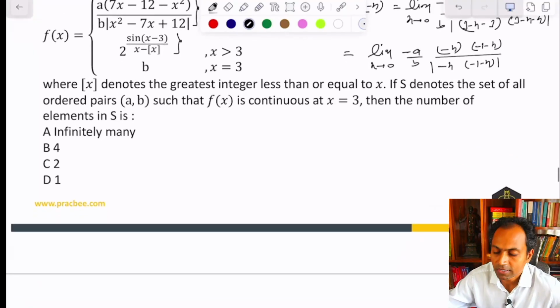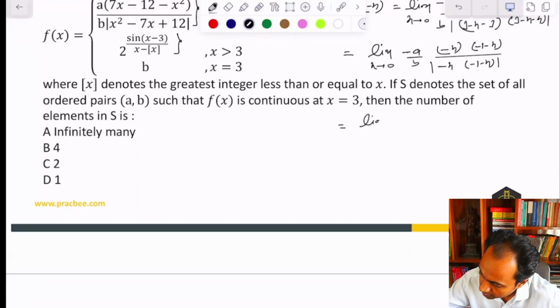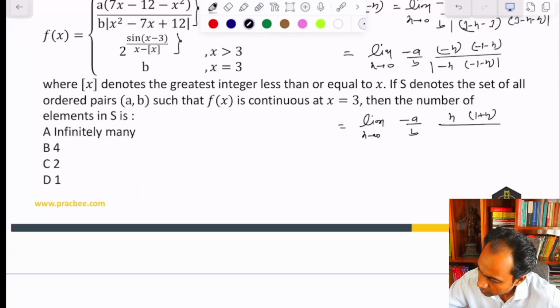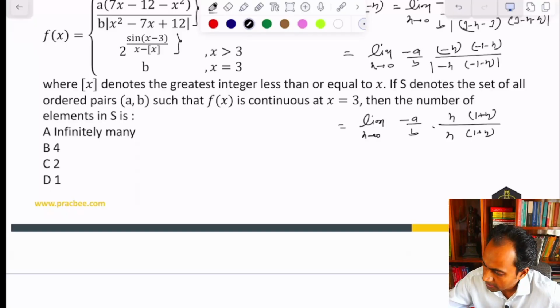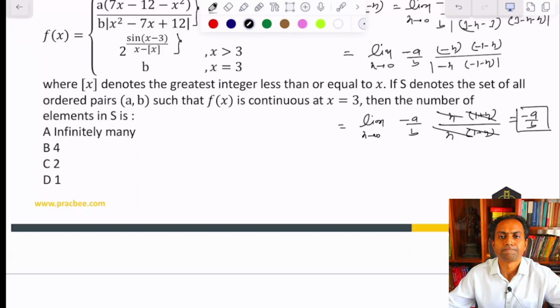The denominator part will again become mod of minus 1 minus h. And which in turn can easily be written as limit h tends to 0, taking all minus signs apart, minus a by b, h into 1 plus h. And this will become also h into 1 plus h. Since h is positive, it could be taken out. So the mod goes away, and now this whole thing will get simplified as minus a by b.